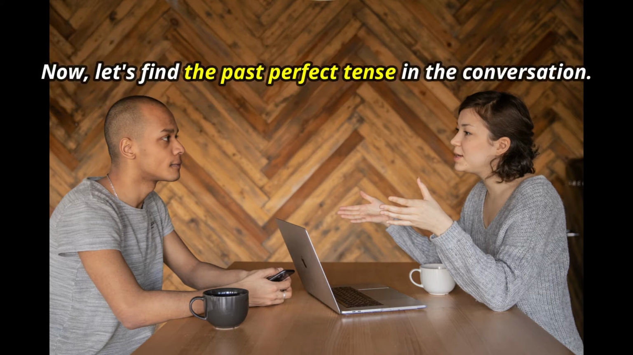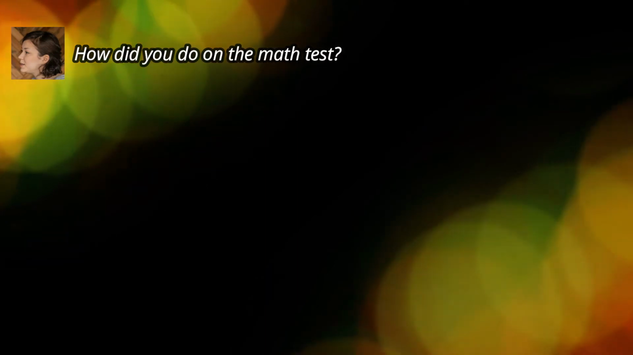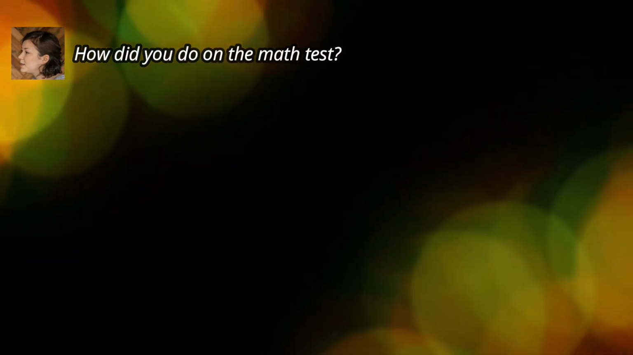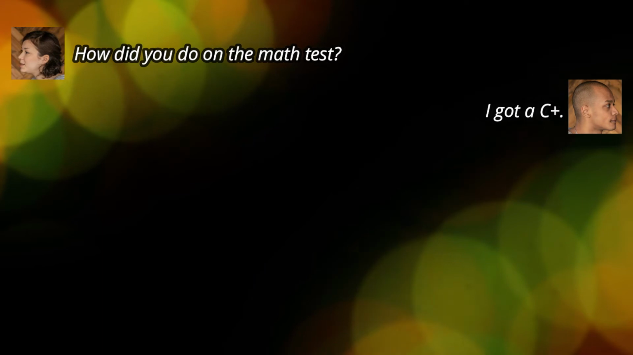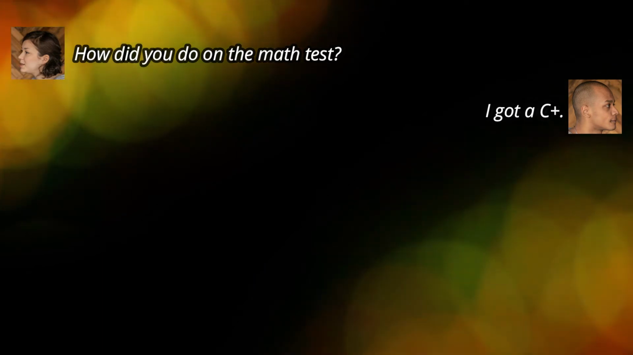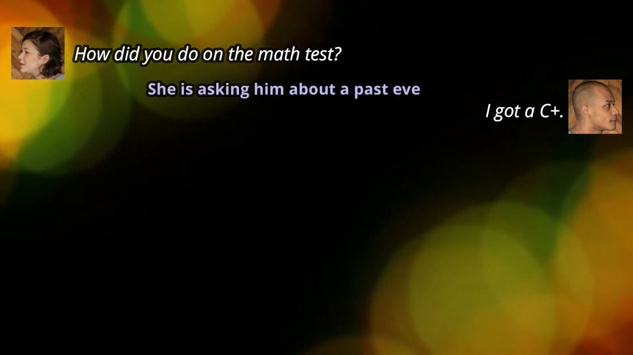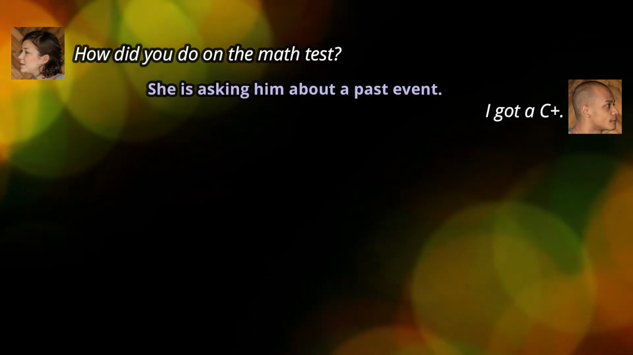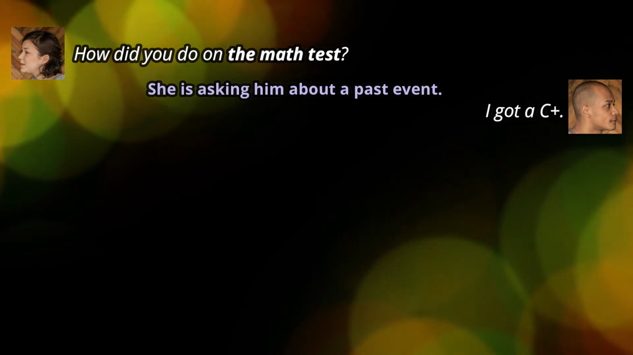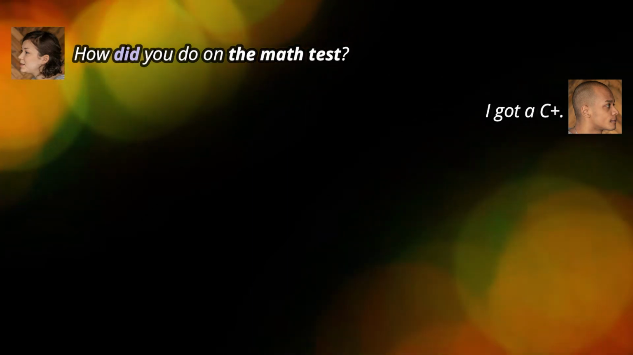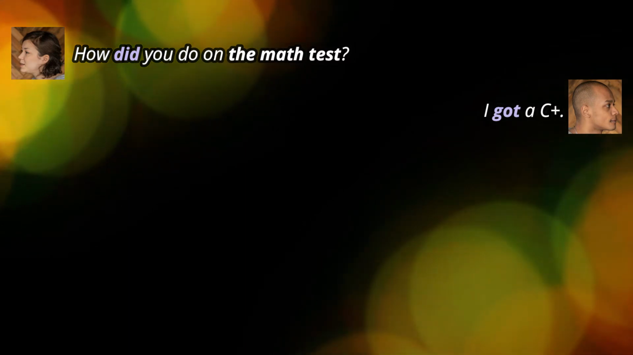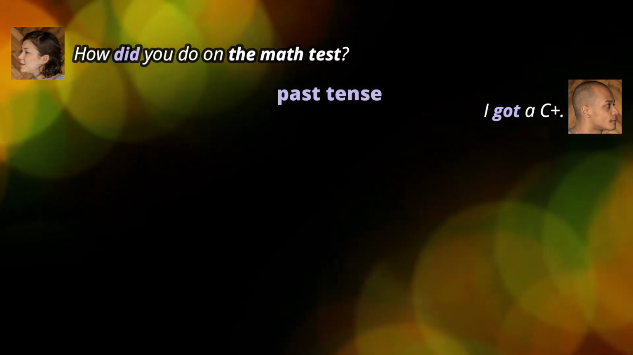Now, let's find the past perfect tense in the conversation. First, the woman asks, "How did you do on the math test?" And the man replies, "I got a C+." Now, we can look at this first and see that the woman is asking him about a past event. And this was the math test, right? She says, "How did you do?" And the man answers, "I got a C+." Okay, so this is the past tense.